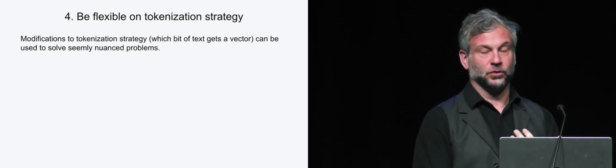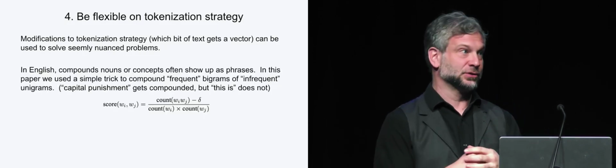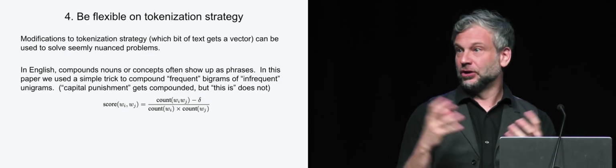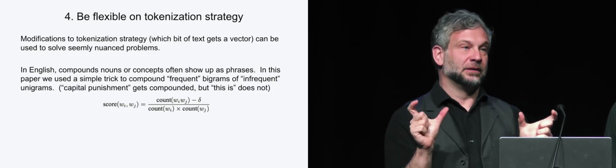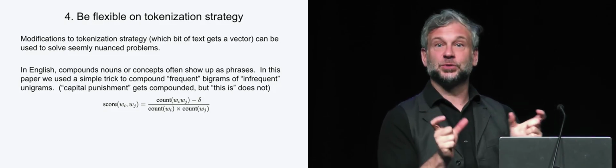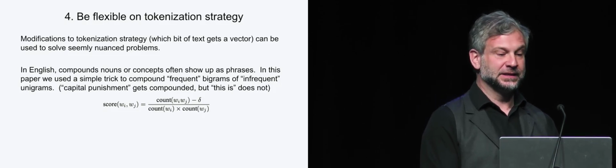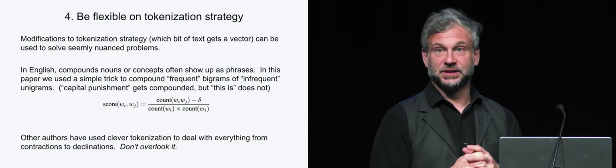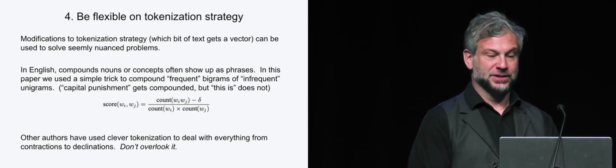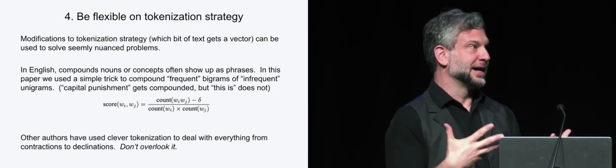One of the things that we used it for was to try to deal with phrase representation. So in English, compound concepts and nouns are often represented by multiple words. And so we just had a very simple heuristic that allowed us to build bigrams out of terms that were each individually not super frequent, but were co-occurring much more frequently together than you would expect. And many other authors have used tokenization schemes in these systems to great benefit, dealing with everything from contractions to declinations. And I just think it's important for us to not overlook that when we're processing text, we begin with tokenization.